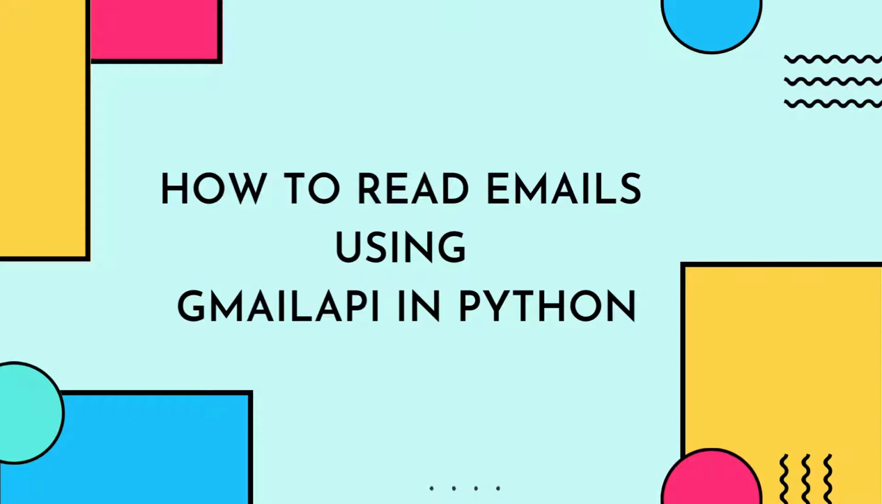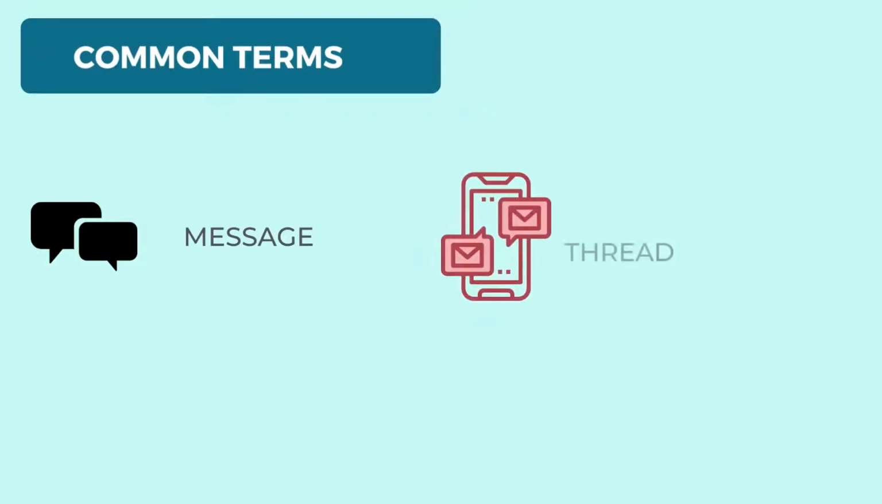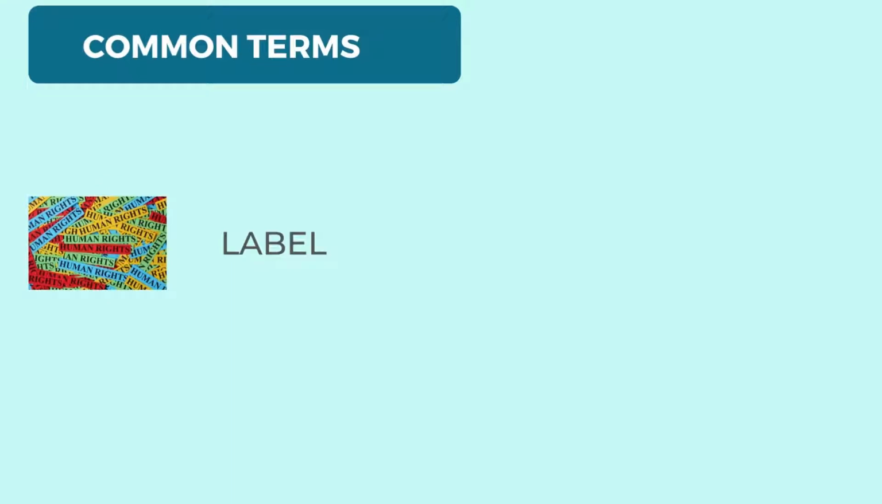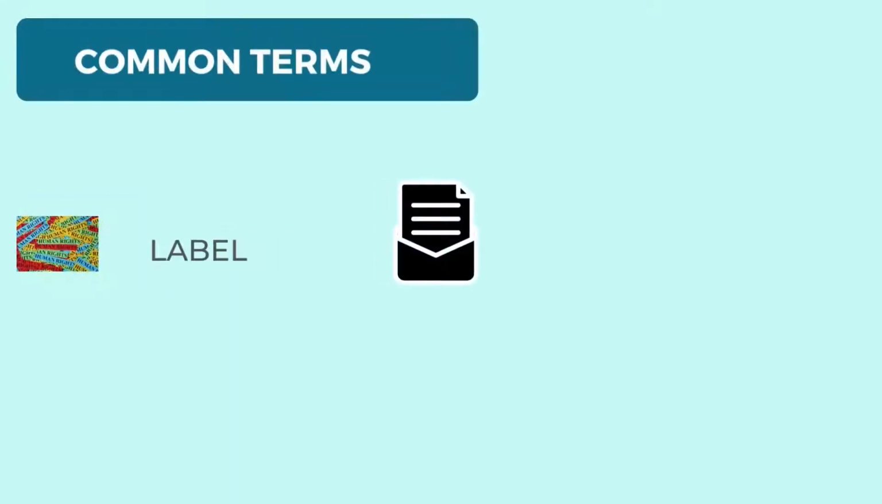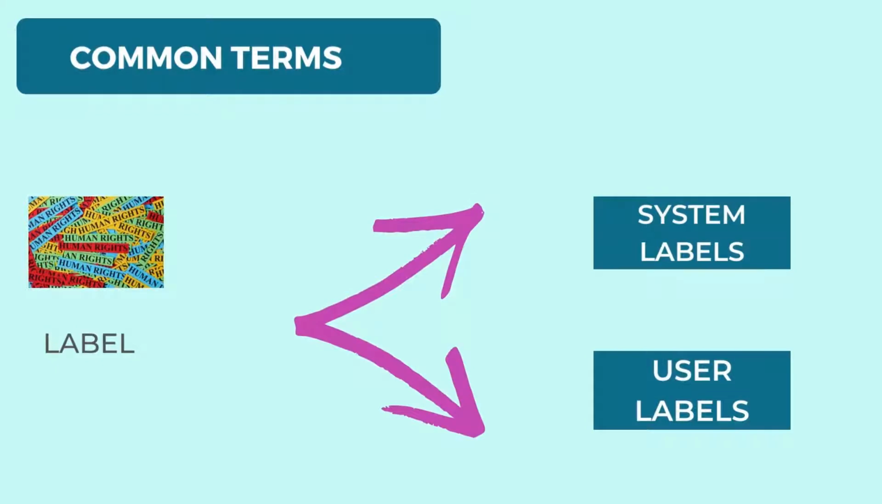Now I'm going to show us the most common terms in Gmail API. The first is the message. We also have threads. A thread is a collection of related messages forming a conversation. We also have the label, and as well we have drafts. The label comprises the system labels and the user labels.